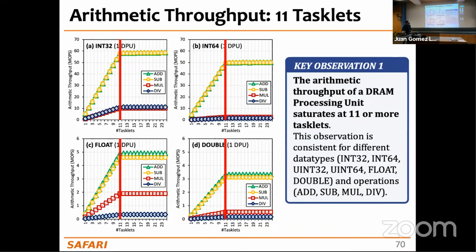The key observation here is that in all cases, the saturation point of this throughput happens when the number of tasklets is 11, right? This relates to the length of the pipeline. You remember the pipeline has 14 stages? Well, the pipeline can issue 2 instructions from the same tasklet every 11 cycles. So that's the reason why we see that the throughput saturation point happens at 11 tasklets.